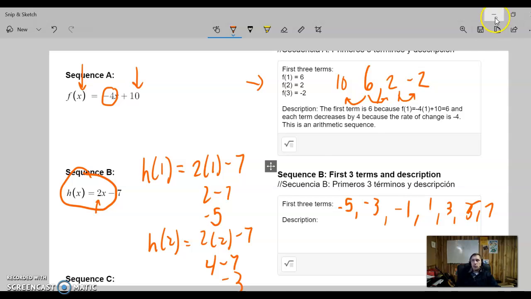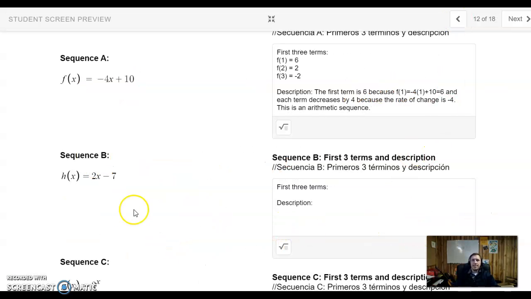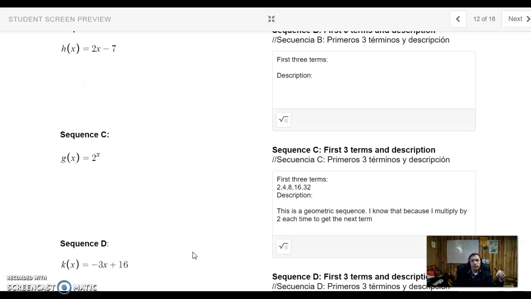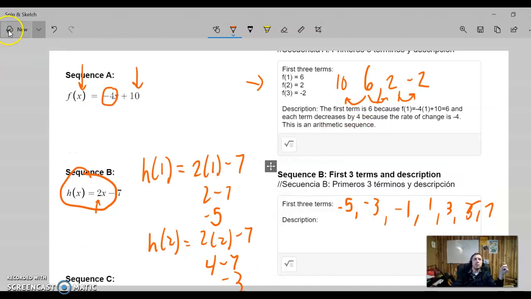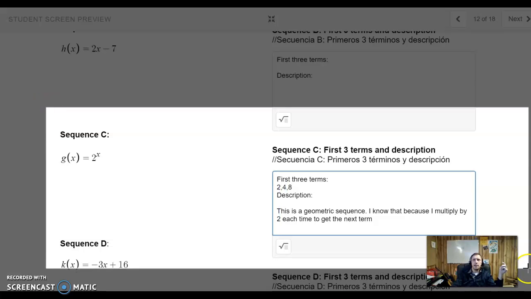Let's move on to the next one. We're down here at sequence C. All right, I want you to try that one out on your own. All right, come on back. Well, here it is. The first 3 terms, and I put 5 there, but the first 3 terms are 2, 4, 8. All right. How do we do that, right? Maybe you want to check that out. So let me grab a clip here.